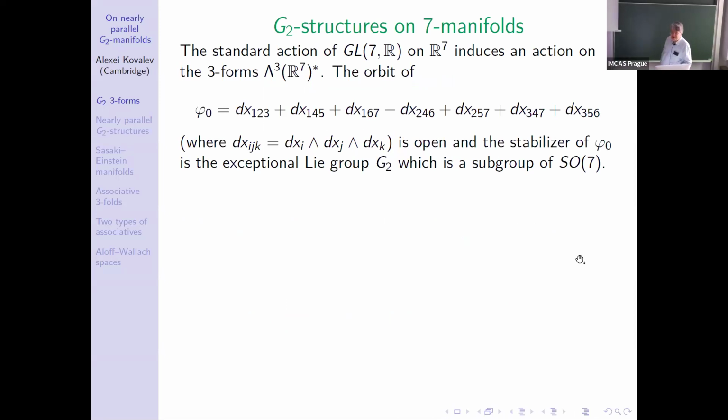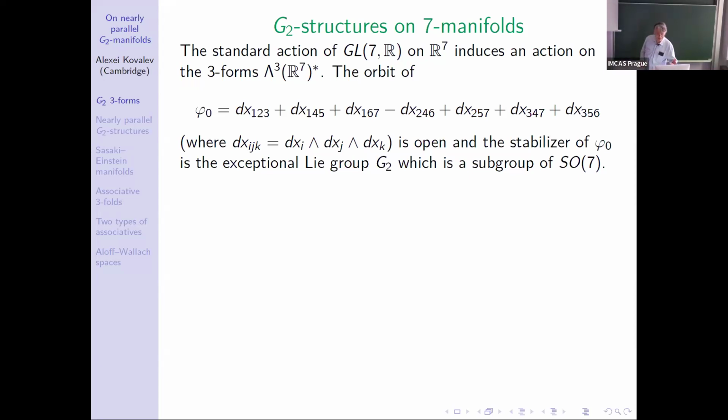The quickest way to say what the group G2 is to write down this particular form, phi naught, in 7 dimensions. Then a group of linear isomorphisms acts on differential forms, in particular on 3-forms. The subgroup which preserves this phi naught happens to be this exceptional Lie group called G2. But this, of course, may not be very clear, and there may still be some questions.